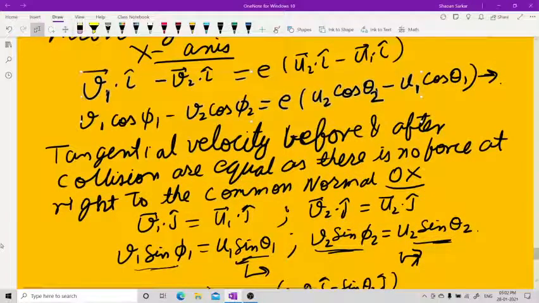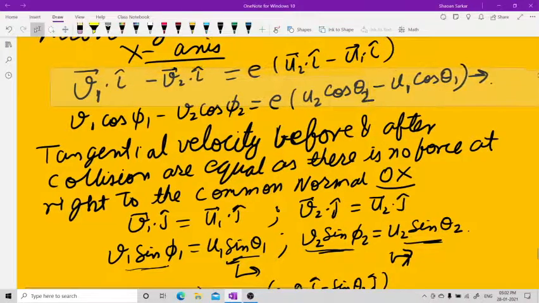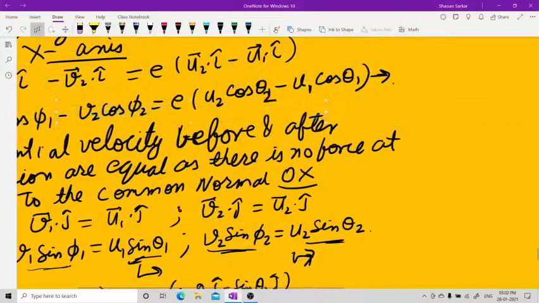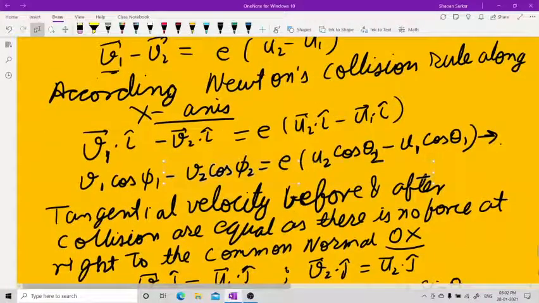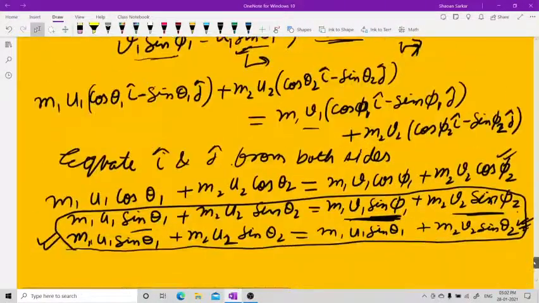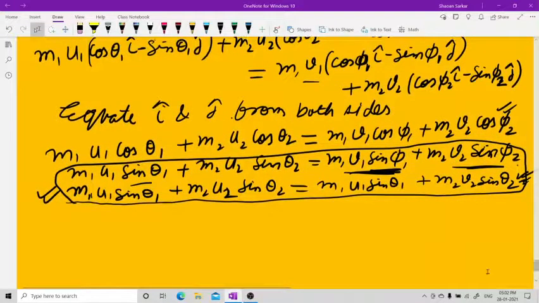Let me copy it and paste it there. Wait. Wait a minute. Wait. Just a minute. Let me write it down there at the end. Wait a minute. It's difficult to paste. Let's write down. We have got these two equations.